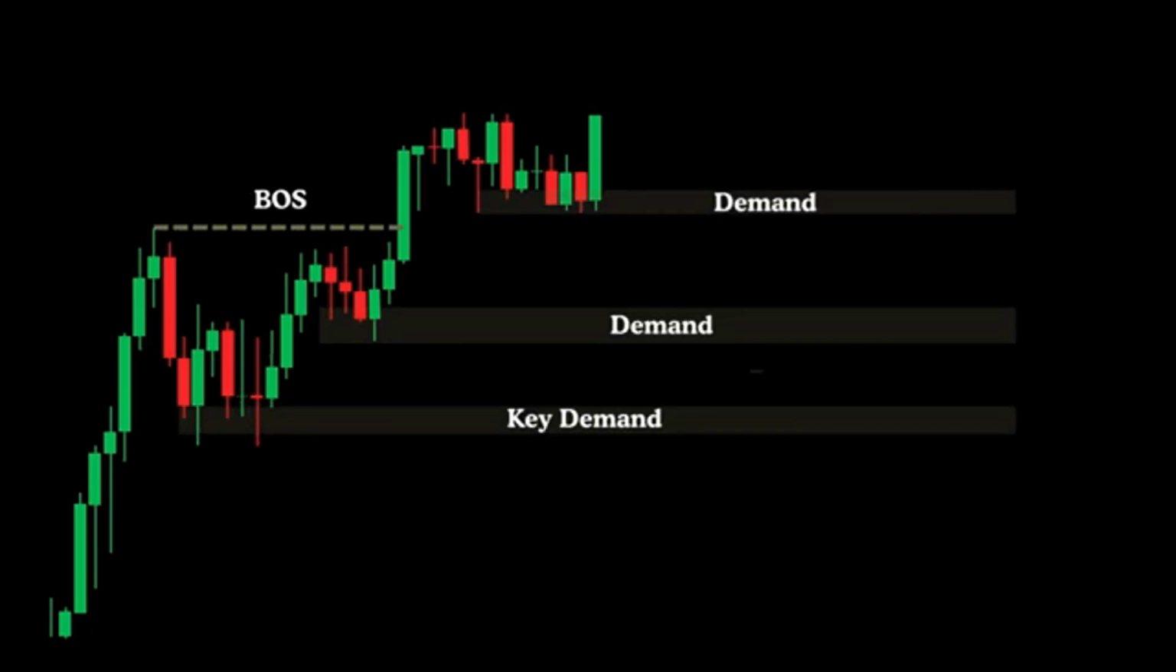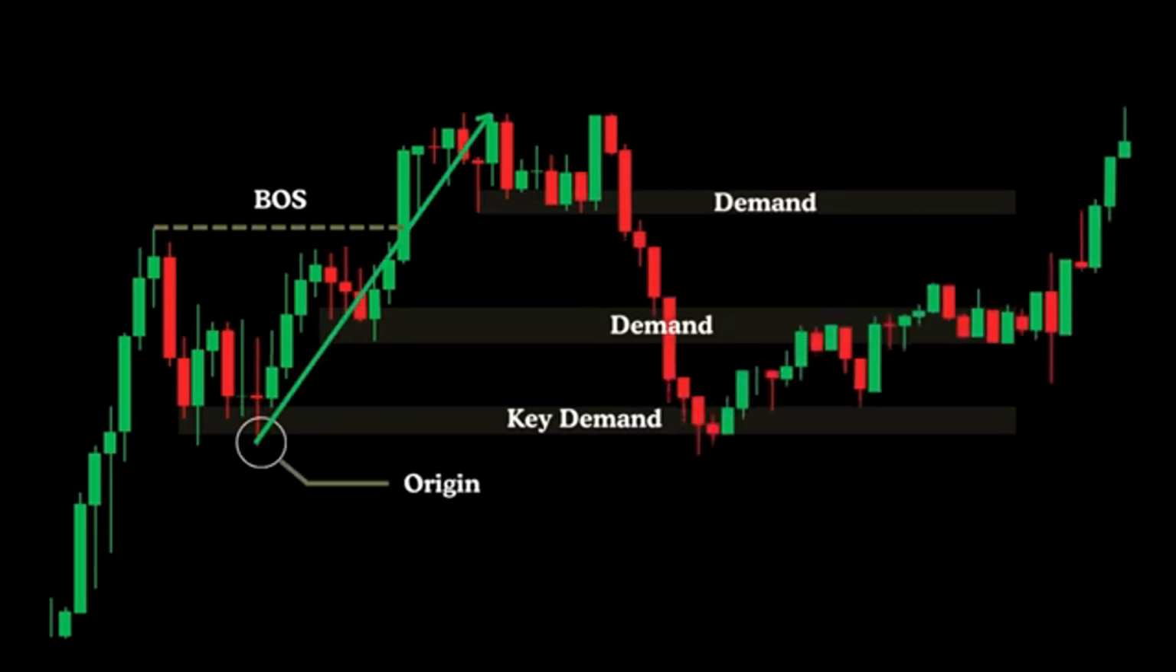Each of these demand zones presents a potential long opportunity. However, it's crucial to note that the starting point of this bullish move holds the most value and offers the strongest trade setups. There's a strong possibility that the remaining zones fall prey to a liquidity sweep. That's why it's essential to apply reduced risk when executing trades in such areas.